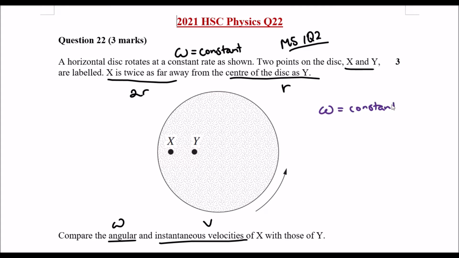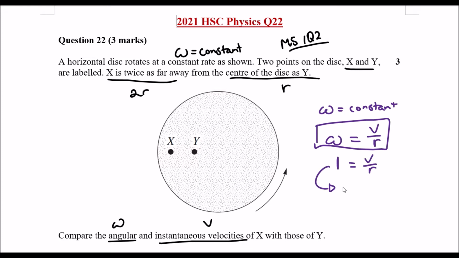Let's look at the relationship between angular velocity and linear velocity. So how can we put it? The angular velocity is equal to v over r. Okay, so that's the actual formula to show their relationship. If omega is constant, let's say omega is 1 because it's constant, v and r, if I move them around, I can actually show that velocity is directly proportional to the radius from the center.